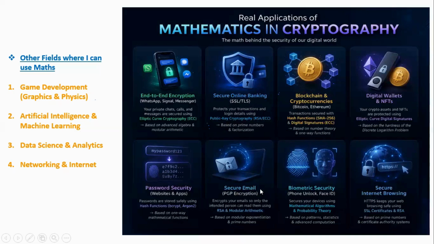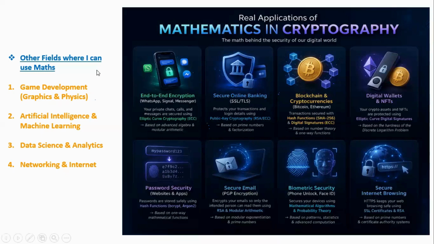Secure email also works the same way, using some algorithm, RSA, and modular arithmetic to encrypt the data. Biometric security, phone unlock or Face ID. In this way, mathematical algorithms and probability theory are used by training the data. Another is secure internet browsing, like I have told you about HTTPS, how they secure the websites.